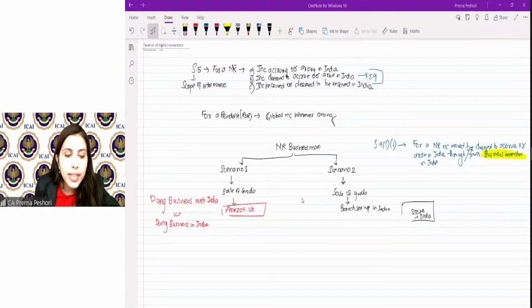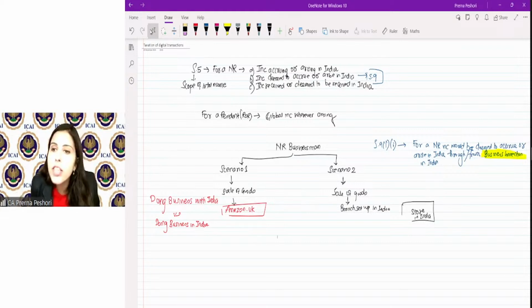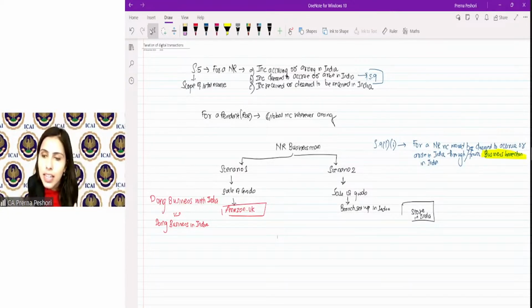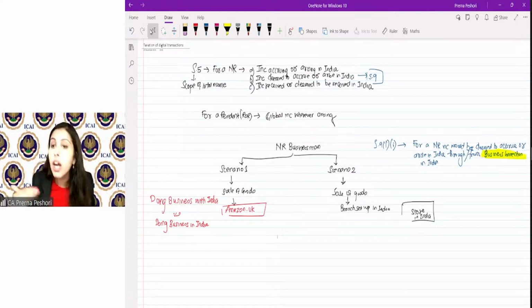So now I'll give you an example. Let's take an example. This scenario one that we are talking about, I will put it into the category of doing business with India. So I'm doing the business from outside India without getting into the Indian territory and doing the activities there. Whereas scenario two, I will put it in doing business in India. I'm coming to India, I'm doing the activities, and therefore I'm generating the income therefrom.